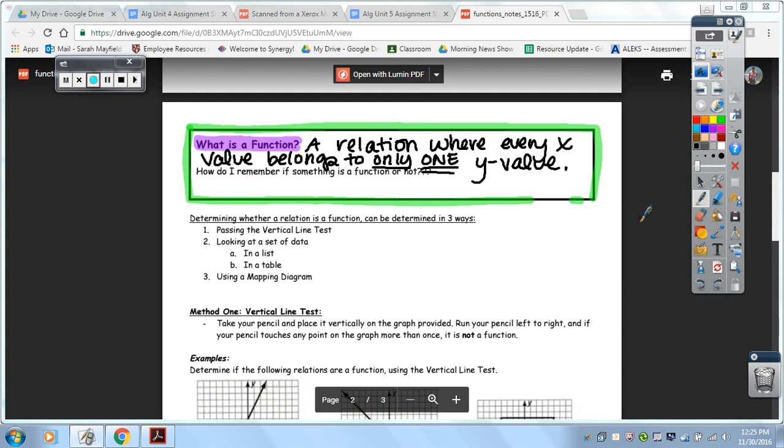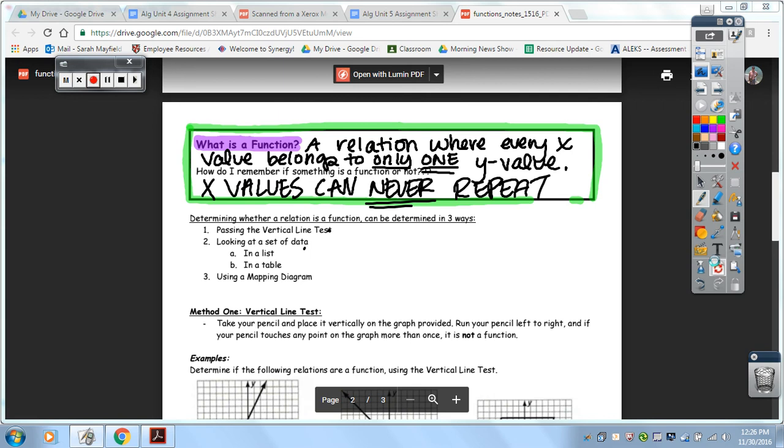Okay? So the biggest thing about how do I remember if something's a function or not? X values can never repeat. That means they're only ever going to one y value. So when I'm looking to see if something is a function or not, I have 3 different ways in which I can determine: the vertical line test, looking at data, or using the mapping diagram. So we're going to look at the vertical line test first.